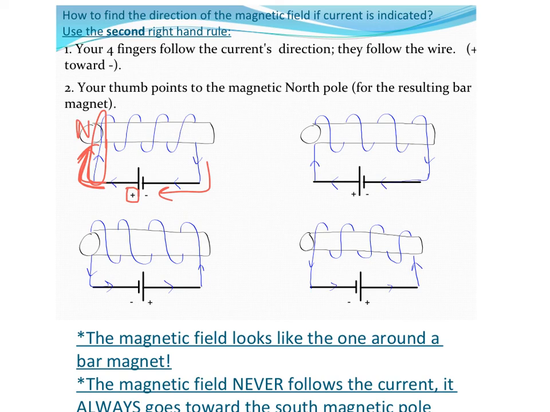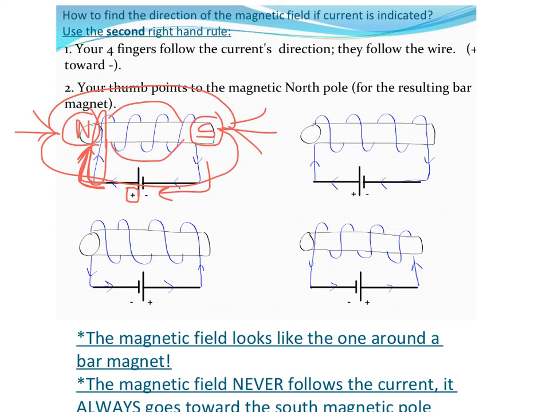is the north magnetic pole. The right side will then be the south magnetic pole, and the resulting magnetic field would look like this, just like the one around the bar magnet. We can add a few lines like this, and it will be going from north to south.